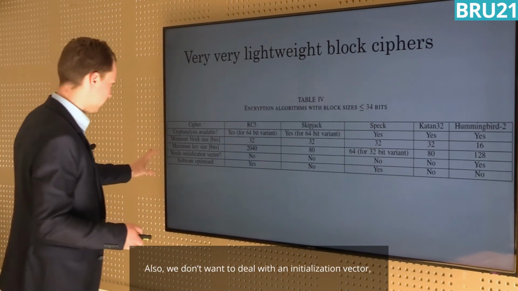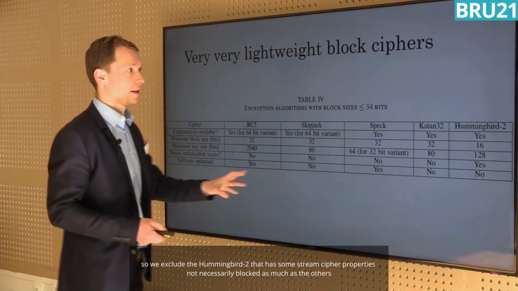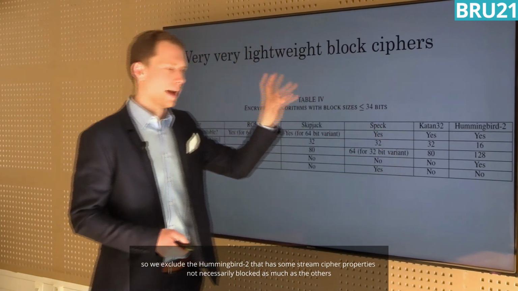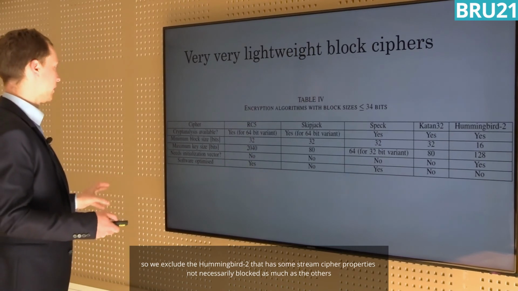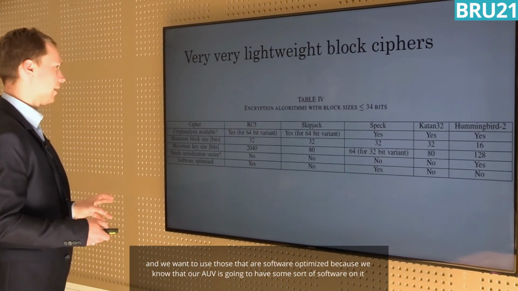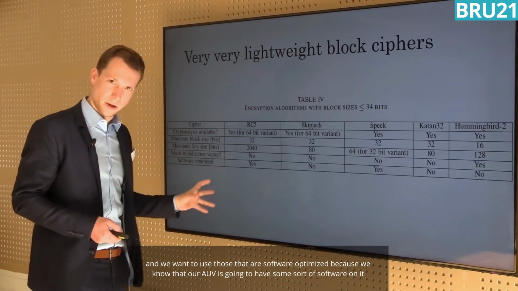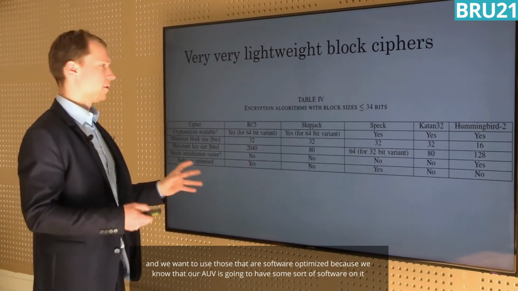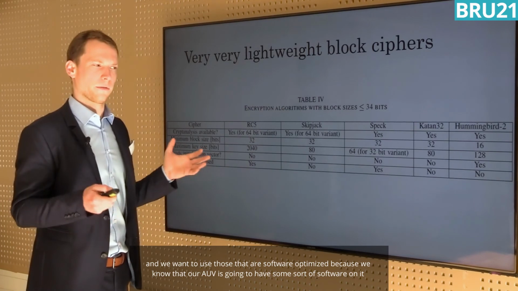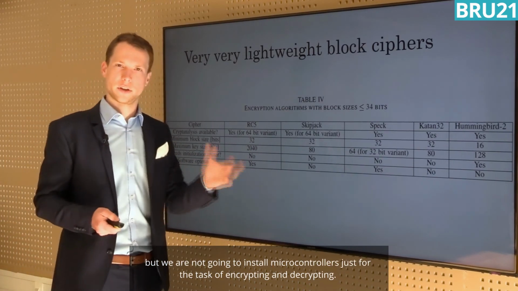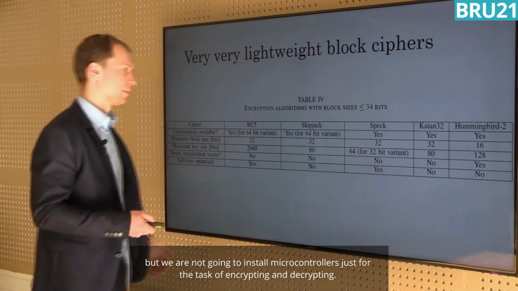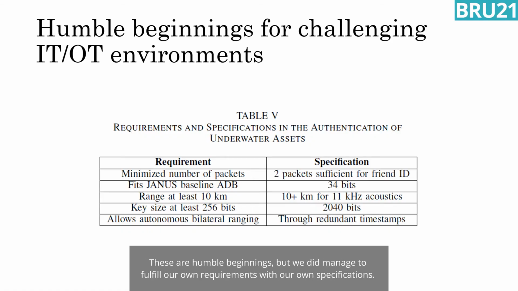Also, we don't want to deal with an initialization vector, so we exclude the Hummingbird 2 that has some stream cipher properties, not necessarily blocked as much as the others. And we want to use those that are software optimized because we know that our AUV is going to have some sort of software on it. We're not going to install microcontrollers just for the task of encrypting and decrypting. So these are humble beginnings, but we did manage to fulfill our own requirements with our own specifications.